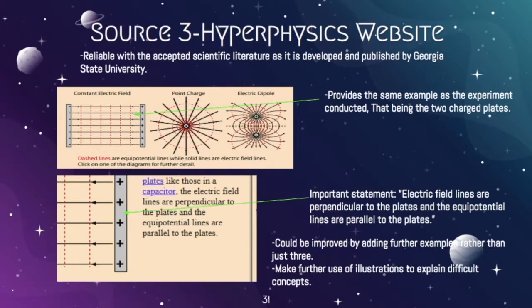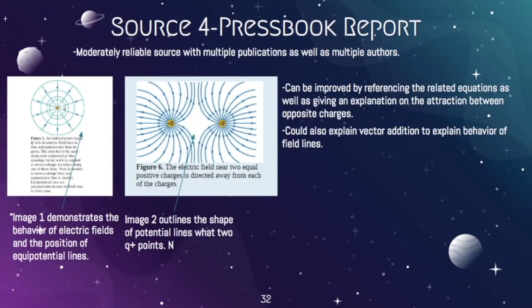The Hyperphysics website could be improved by adding further examples rather than just 3. It could also make further use of illustrations to explain more difficult concepts. Source 4. The Pressbook Report. Pressbook is a moderately reliable source with multiple publications as well as authors.